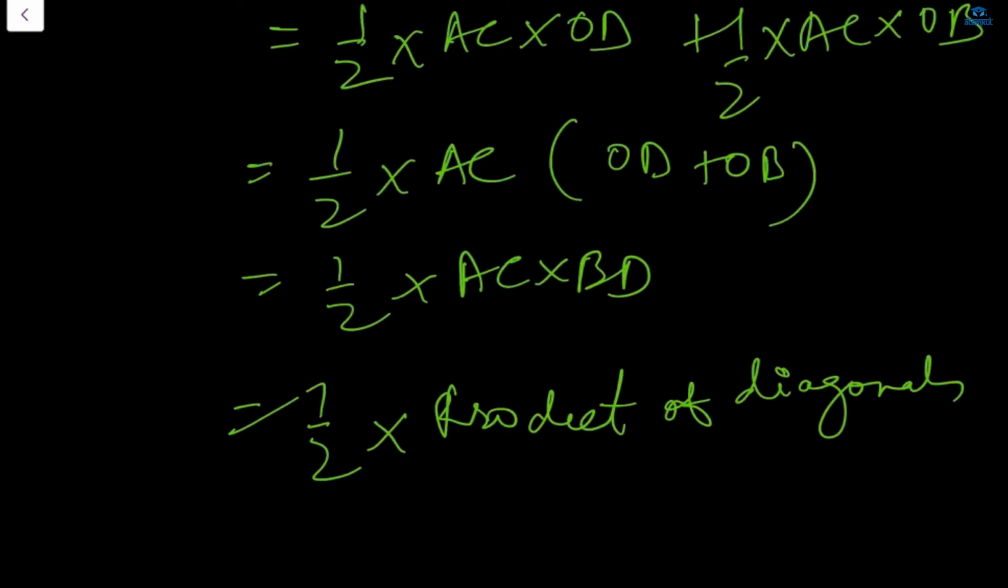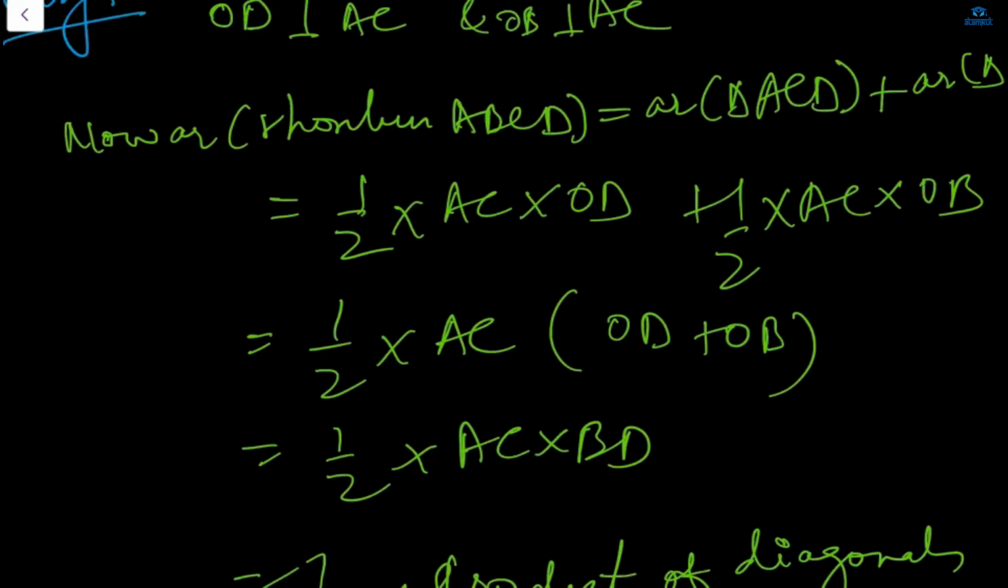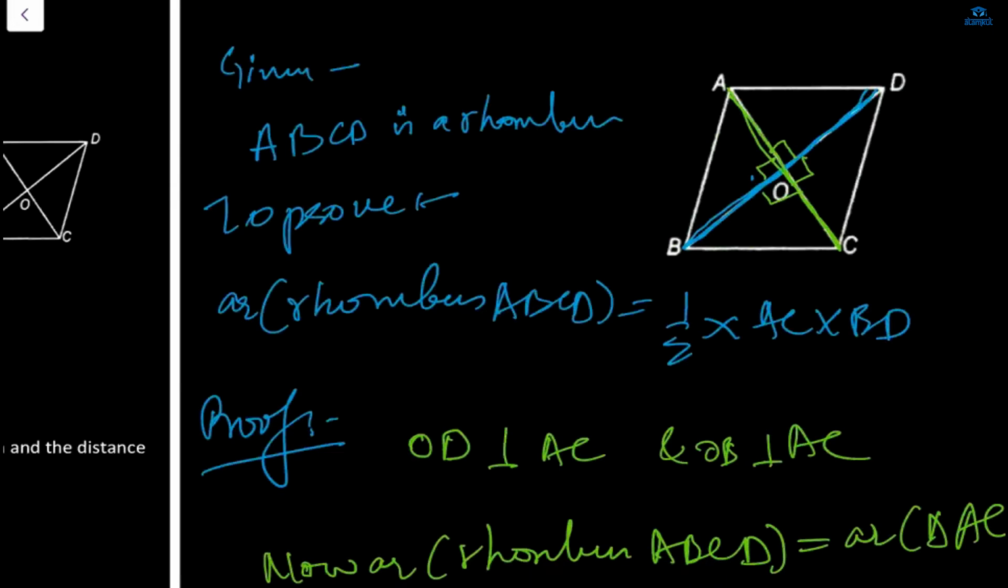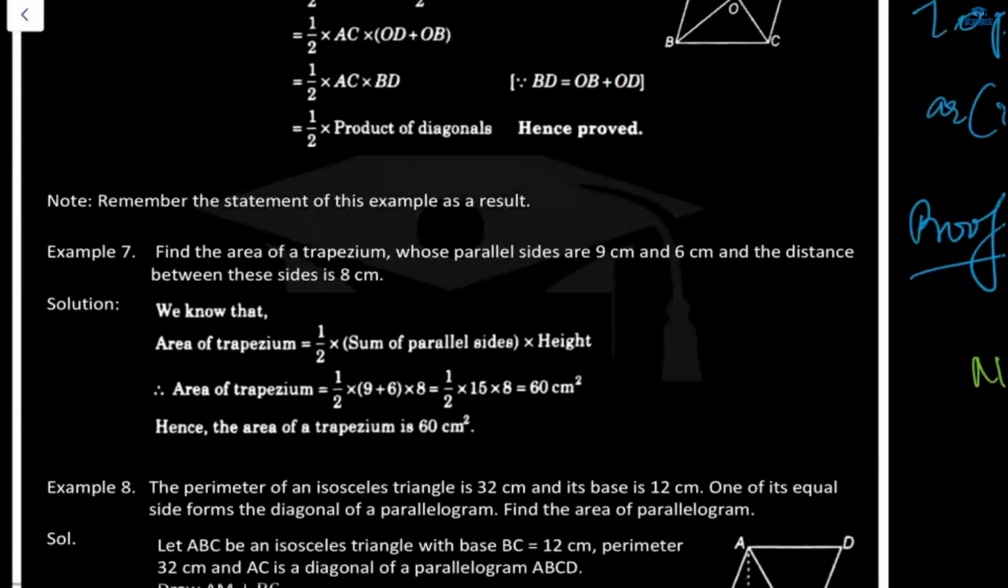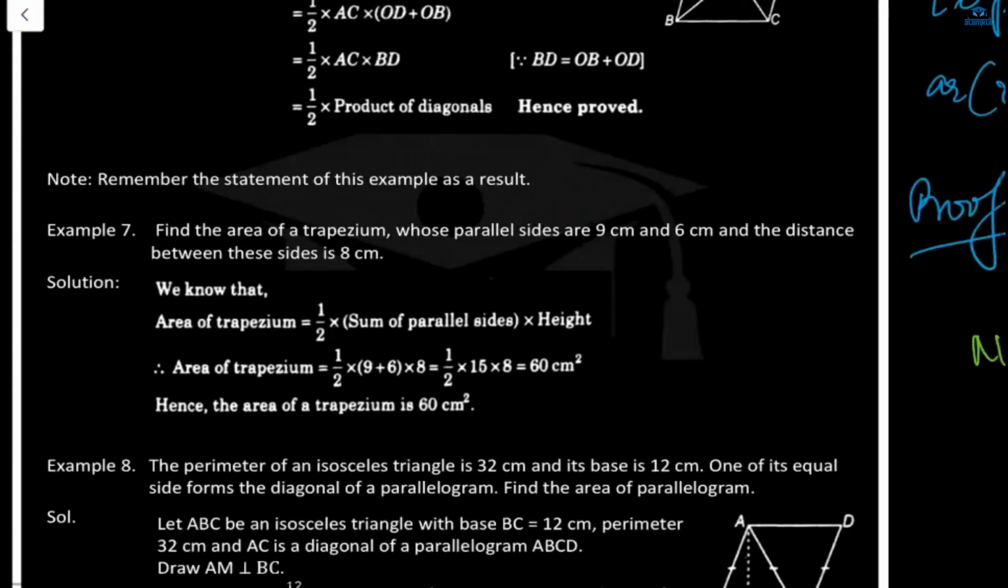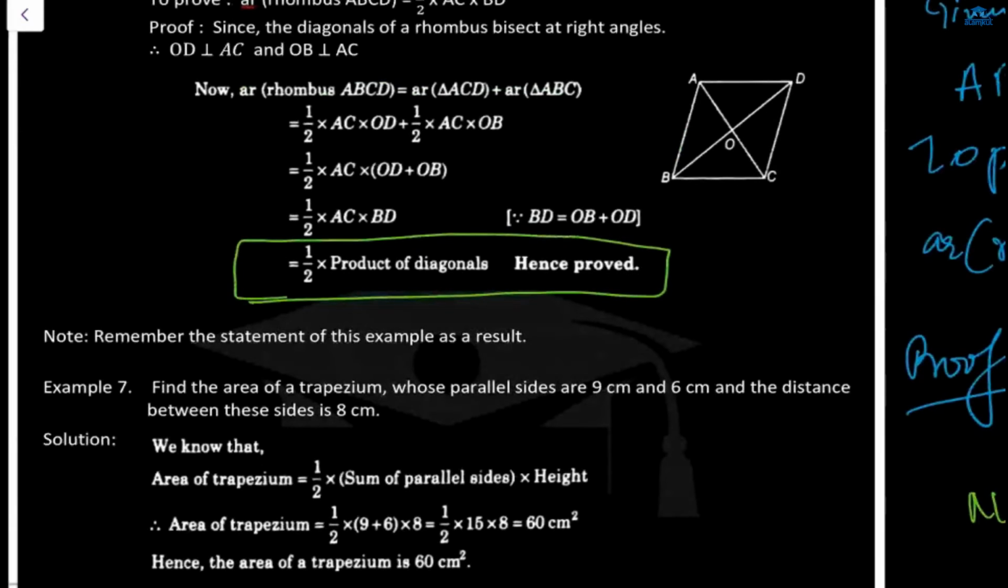Aram, do you have any doubt in this question? Understood? Yes, ma'am, I understood. We have taken two triangles ABC and ADC. You can take ABD and BCD also, whichever you want, because both the diagonals are perpendicular to each other. Now this result you are going to remember, because this is the area of the rhombus. Sometimes it may ask you to find the area of the rhombus, so you can directly use the formula, and we have derived the formula right now.